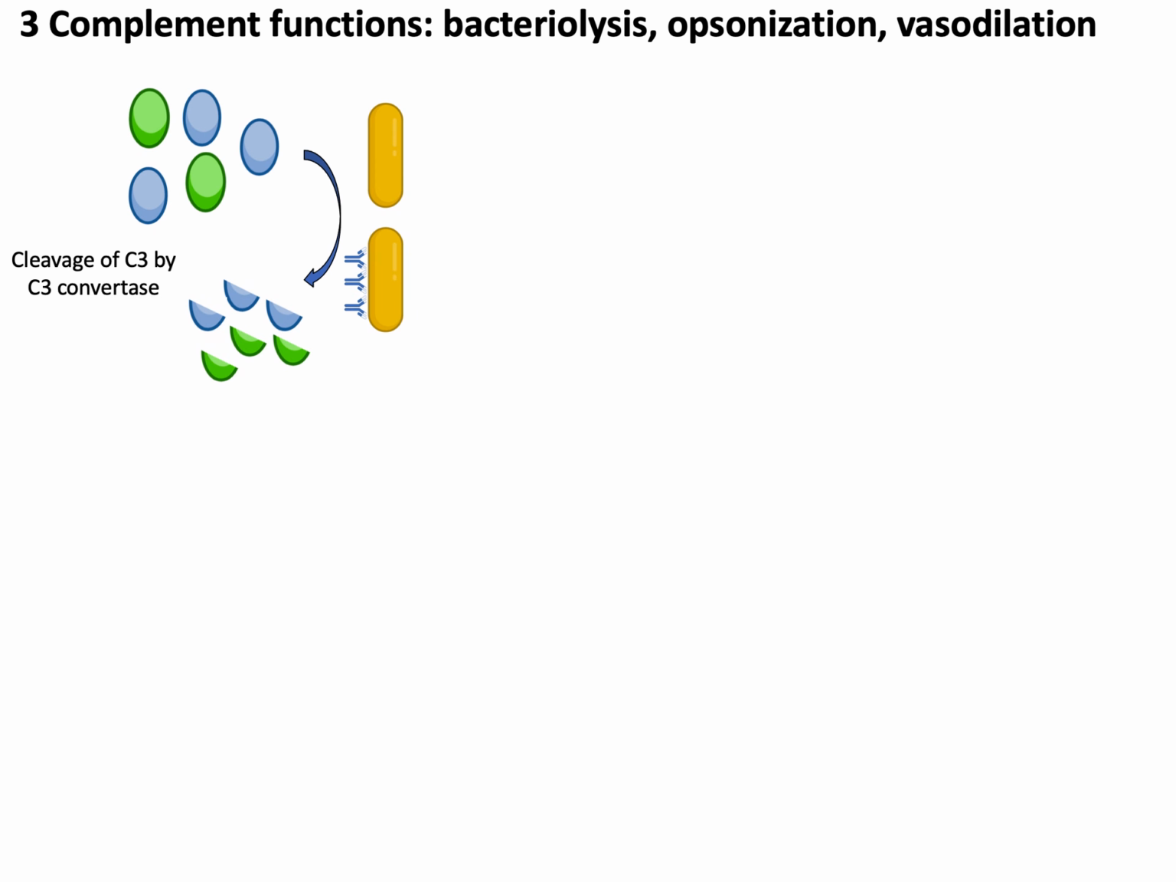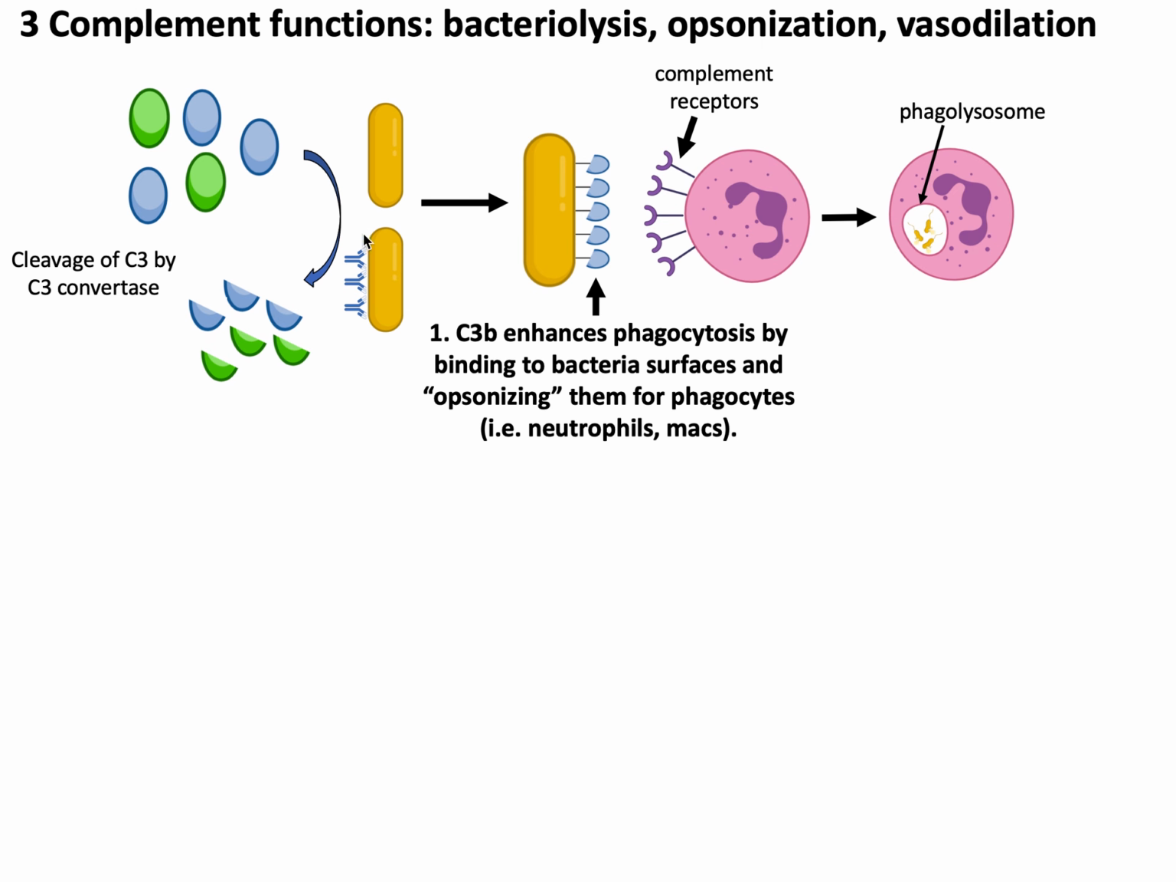So what are the functions then that you should know about that complement activates? Those three functions are bacterial lysis, opsonization, and vasodilation. So let's go back to the idea of the C3 convertase cleaving C3 into C3a, and in this case, we have cleavage of C3a and C5a, but we also see attachment of C3b subunits to the surface of pathogens.